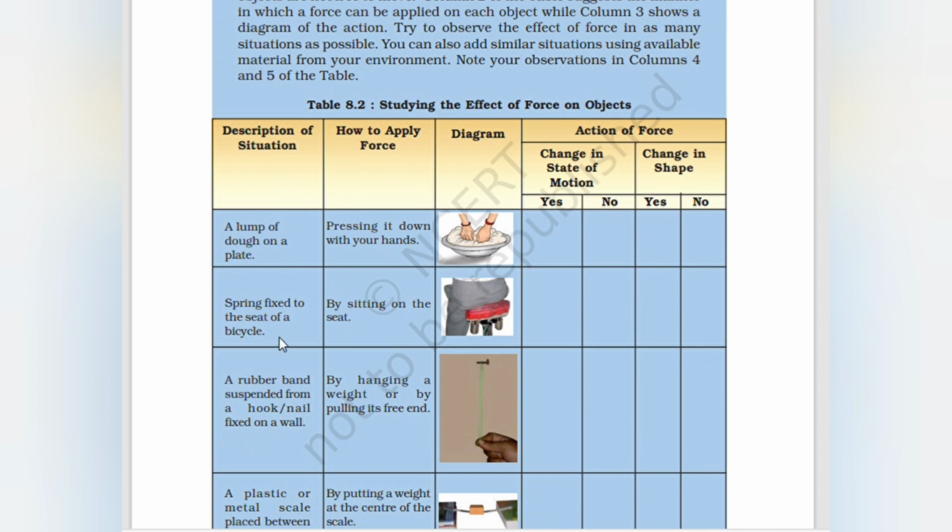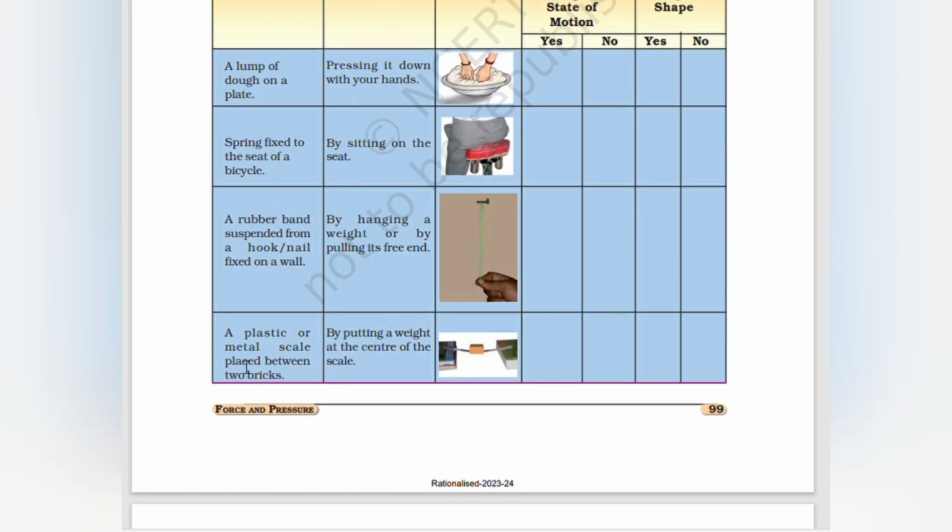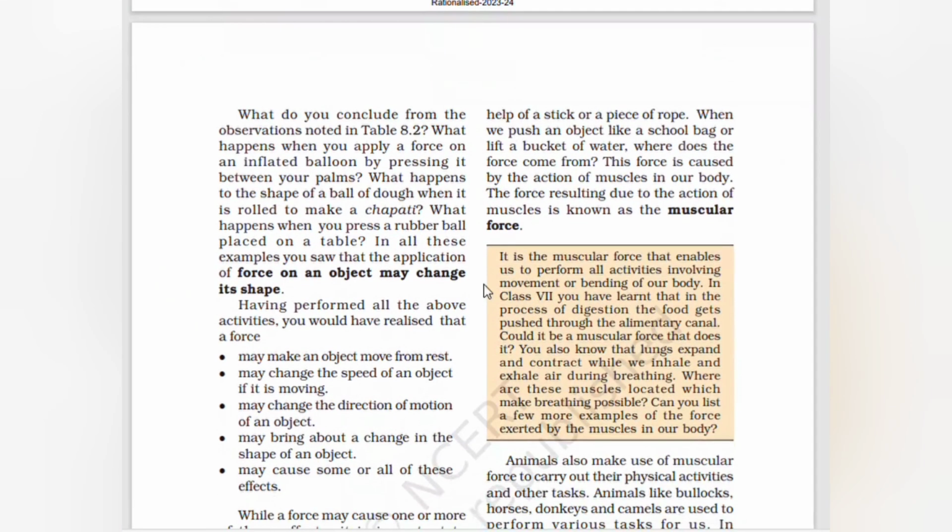A spring fixed on the seat of a bicycle, by sitting on the seat. Then a rubber band suspended from a hook. A plastic or metal scale placed between two bricks. A plastic scale is placed between two bricks. What do you conclude from the observations noted in table 8.2?